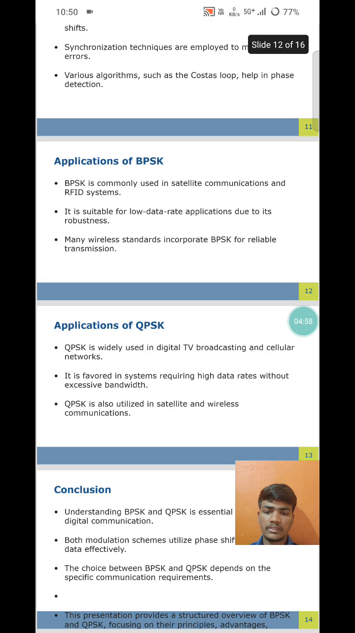And applications of QPSK. QPSK is widely used in digital TV broadcasting and cellular networks. It is favored in systems requiring high data rates without excessive bandwidth. QPSK is also utilized in satellite and wireless communications.